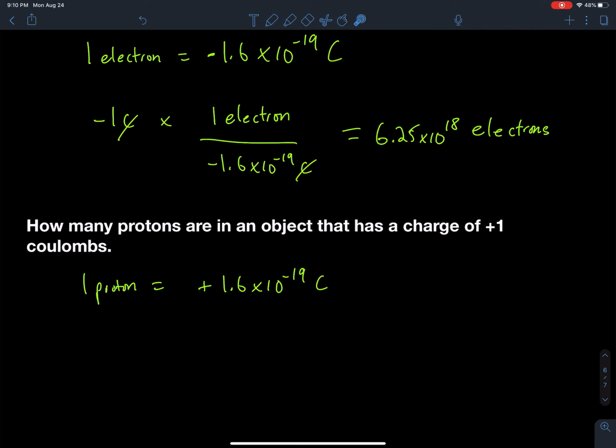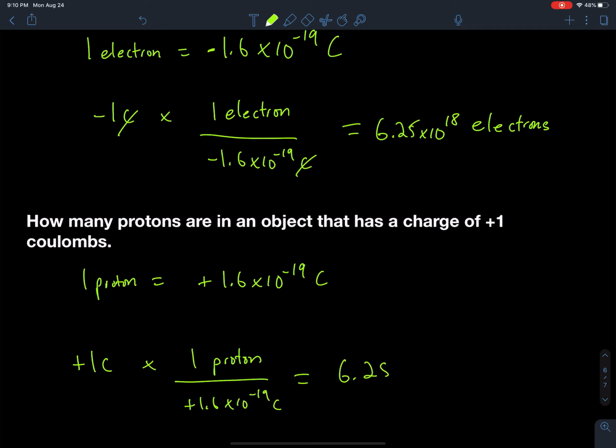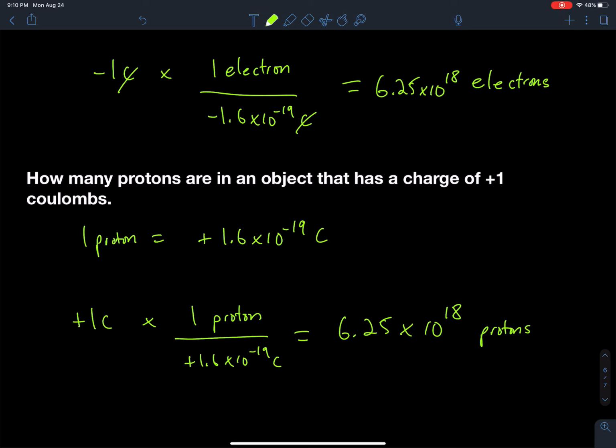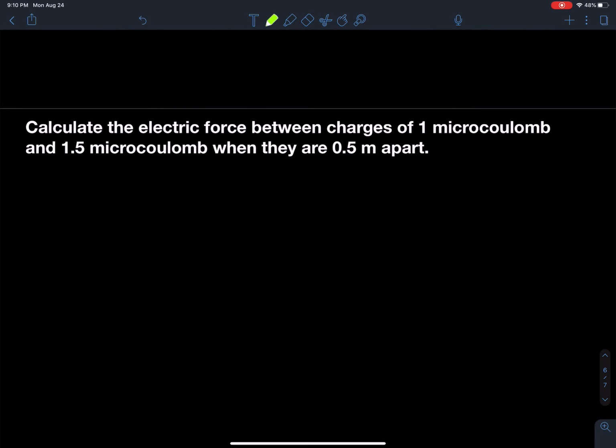Okay, so that would mean that, like an electron, I would apply the same thing. +1 coulomb times 1 proton over +1.6 times 10 to the minus 19 coulombs will give me 6.25 times 10 to the 18 protons. And that would tell me the number of protons, the same. Okay, so that's a lot of protons for 1 coulomb of charge. Now, let's get to Coulomb's law. Coulomb's law, like you would have read in the text, I'm not teaching everything. I want you guys to be using your online textbook.